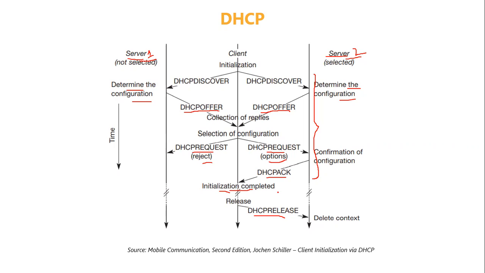A DHCP server should be located within the subnet of the access point of the mobile node, or at least a DHCP relay should provide the message forwarding, so that the client is able to connect to a DHCP server through a relay.